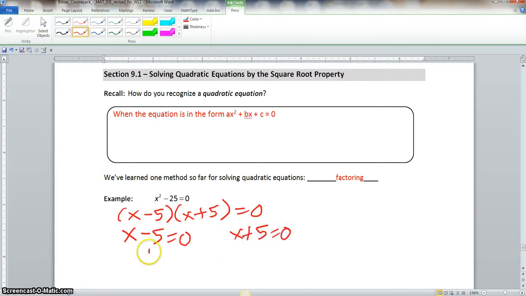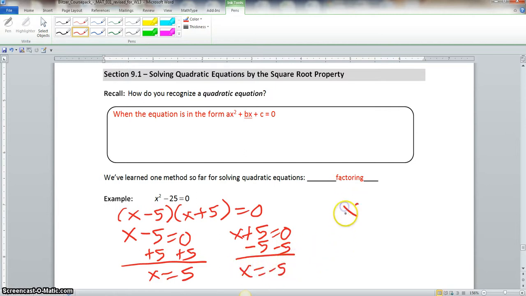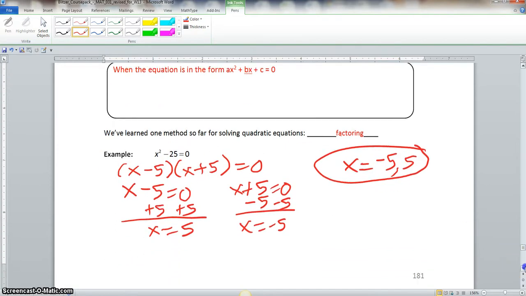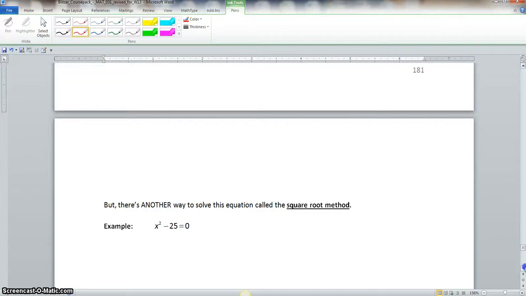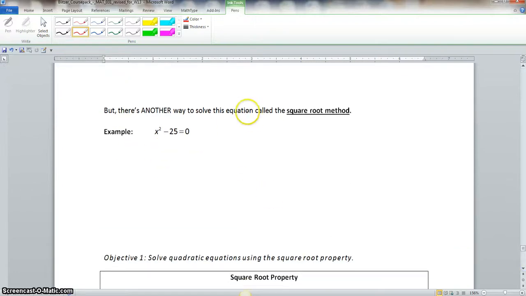And solve. So we would add 5 on both sides here, and x equals 5. Here we would subtract 5 on both sides, and x is equal to negative 5. So your final answer will be x is negative 5 and also 5. Now this does not make this answer undefined, so that is your final answer. Now, we go here. There's another way to solve the equation called the square root method.